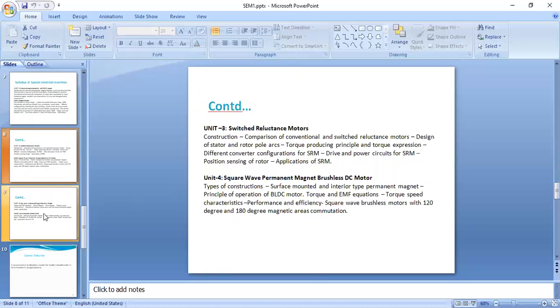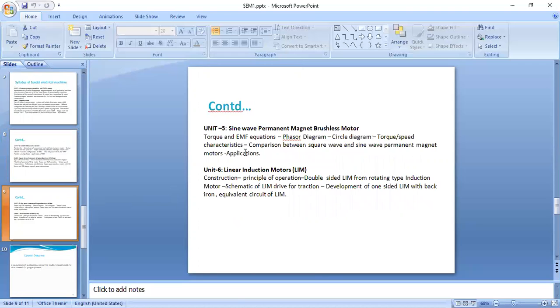This is unit 4. The next one, unit 5, is the sine wave permanent magnet brushless DC motor. Here also you are going to learn how to write down the torque equation and the EMF equation for a sine wave permanent magnet motor, and how to draw the phasor diagram and the circle diagram. And also the student will learn about the torque speed characteristics. So how the torque varies by varying the speed. And finally, the main objective of this unit is the comparison between the square wave and sine wave permanent magnet motors. And finally, the applications are the same for the square wave and the sine wave permanent magnet motors.